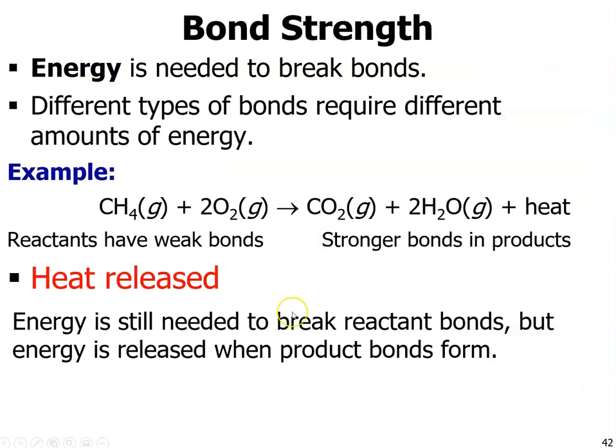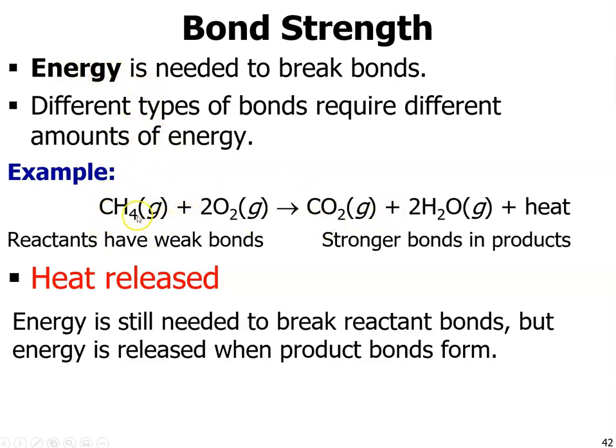When we're looking at different types of bonds, they have different strengths, so we might need more energy to break some bonds apart, and then when some other bonds come together, they might release more energy or less energy depending on how much potential was there. So again, energy is needed to break bonds, and different bonds have different amounts of energy.